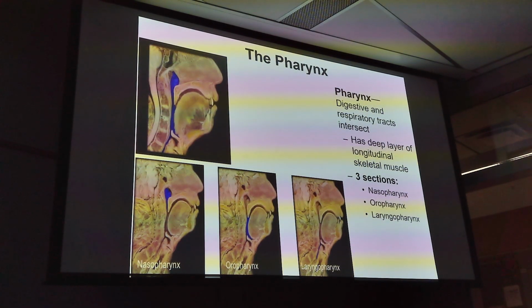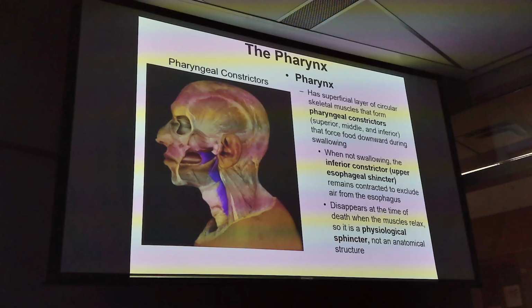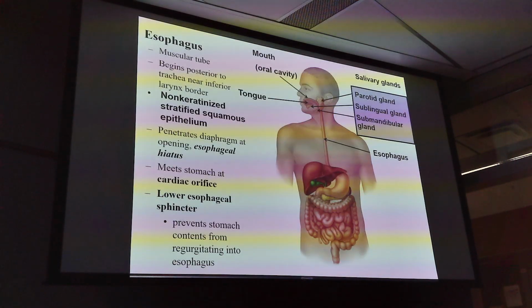So the pharynx we already talked about. This is both digestive and respiratory tracts. We have the three sections, the naso, the oral, and the one down near the larynx. And then the pharyngeal constrictors, upper, middle, and lower. These are sphincters. Then, instead of going into the trachea, we have the epiglottis flop around, and we have the food hopefully go down the other tube.